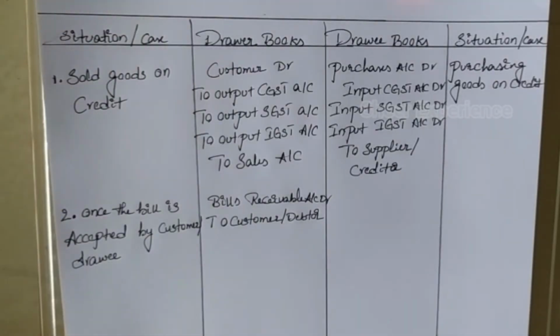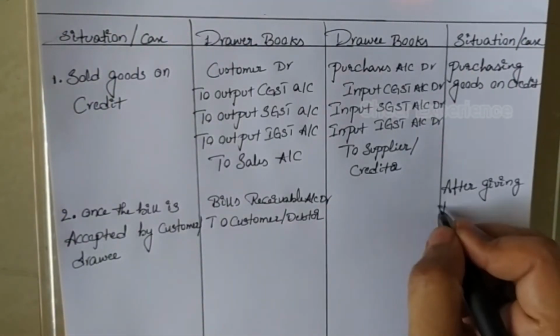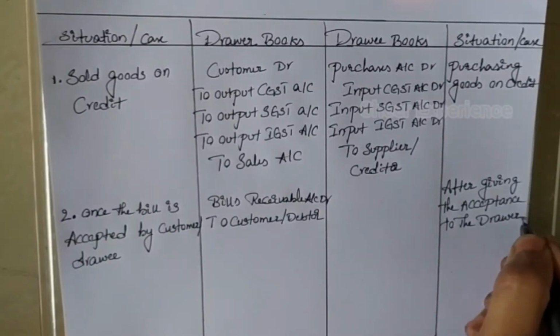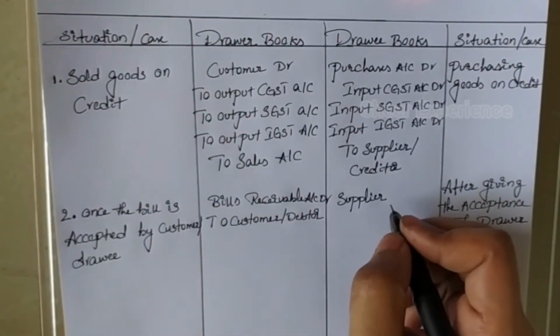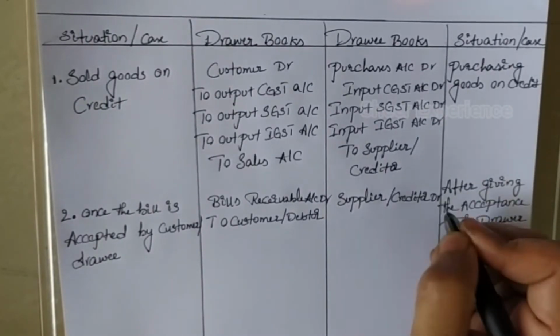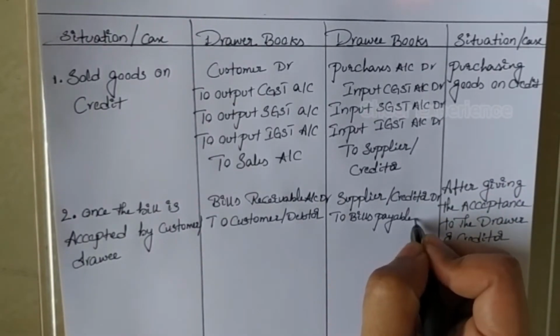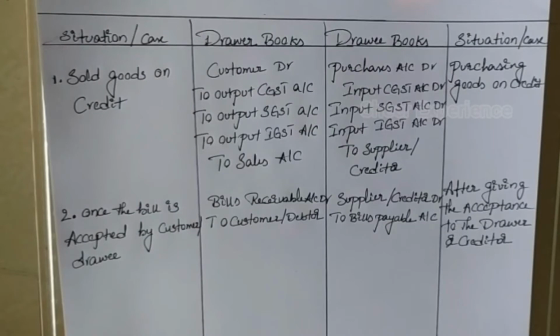In drawee books, the situation will be he has given his acceptance to drawer. So, the journal entry will be supplier debtor to bills payable account. Here, drawee is liable to pay the money to drawer. So, we call it as bills payable.